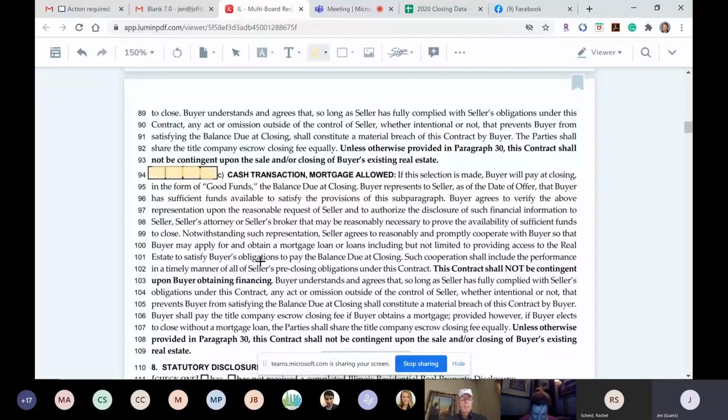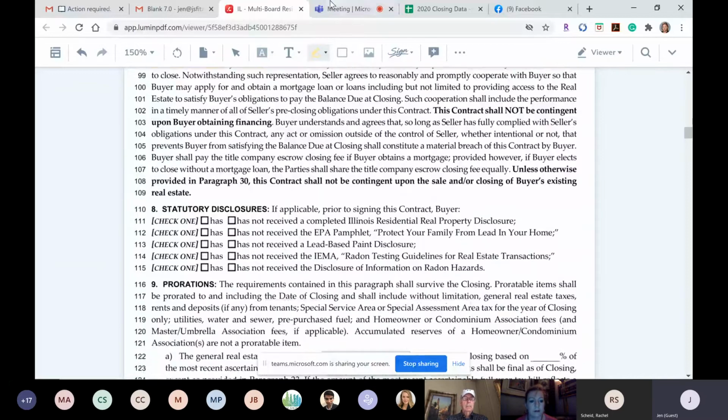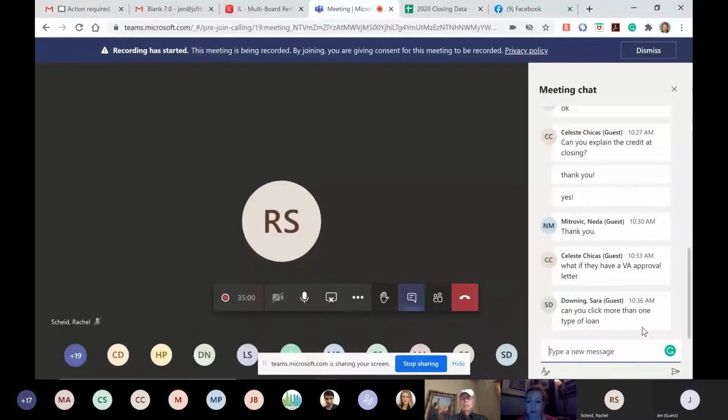They don't get any financing contingency. So if they can't get a mortgage, they can't back out of this contract. They still have to pay cash. But this is like your second level of getting a seller's attention. They can pay cash, but they don't have to. The seller will allow them to get a mortgage as long as it doesn't prevent closing. Okay. Any questions about that?